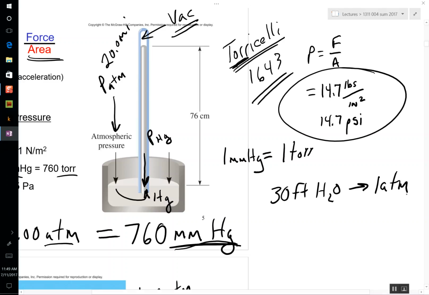It only needs to be 1/15 of that, or about 2 feet high. 760 millimeters is 2.5 feet. So 2.5 feet of mercury is generating the same amount of pressure as 30 feet of water. So a diver goes down to 30 feet, he's at 2 atmospheres of pressure on his body. 60 feet, 3 atmospheres. 90 feet, 4 atmospheres. The water pressure plus the air pressure above that.